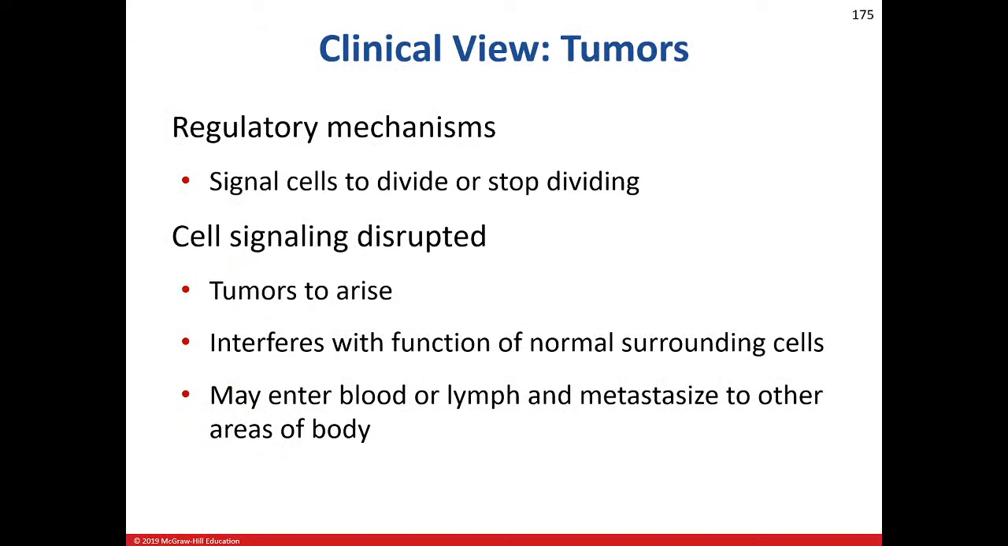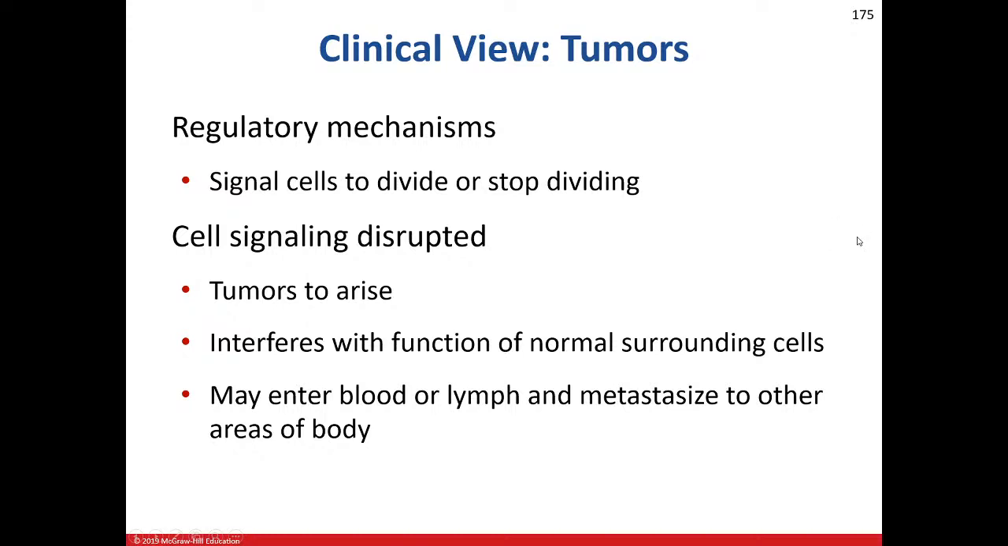All right, so there are regulatory mechanisms. These are signals to either divide or stop dividing. And cell signaling can be disrupted. If it is, tumors will arise. And this interferes with the function of normal surrounding cells. And these cells may enter the blood or lymph. If they do, we say they have metastasized. And metastasis is the spread of these cancerous cells to other areas of the body.